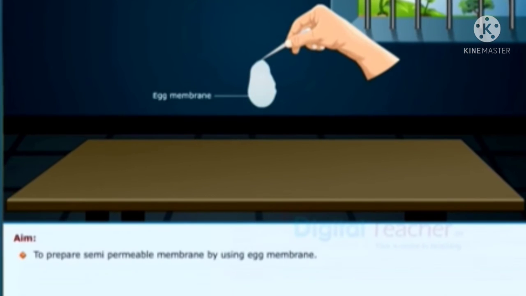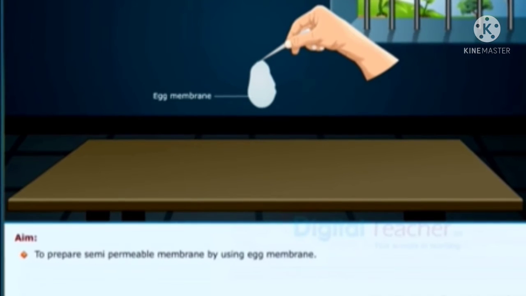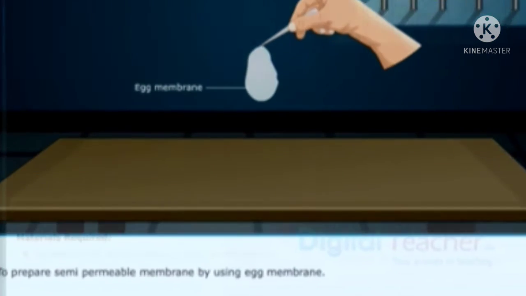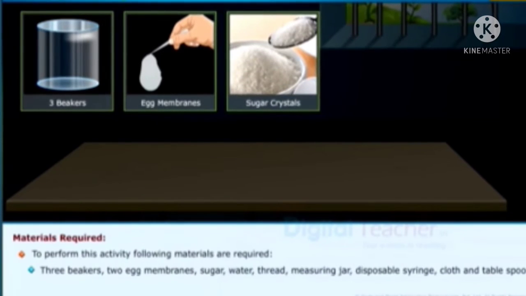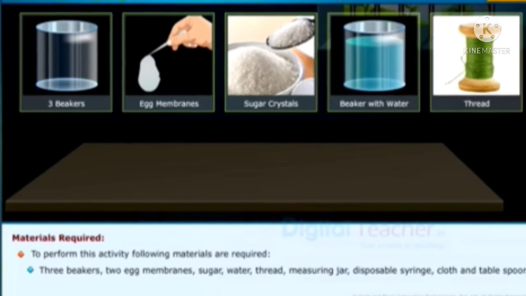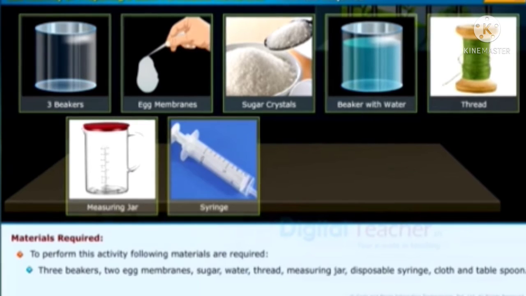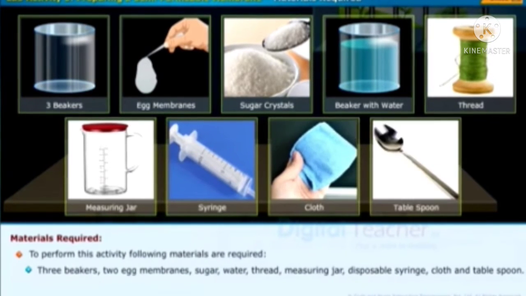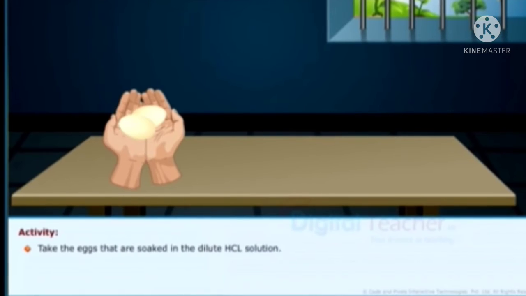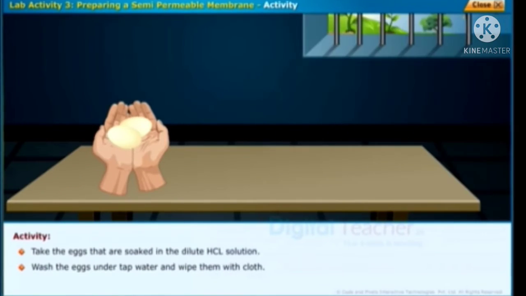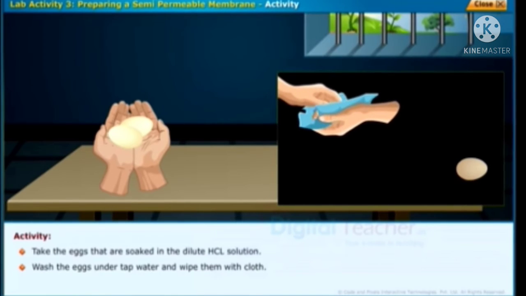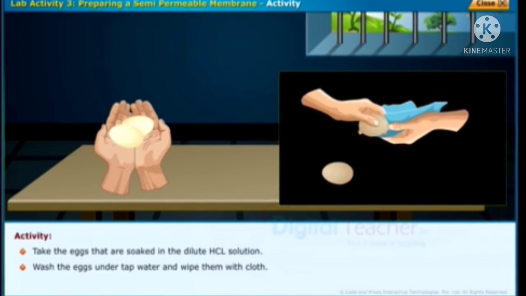The aim of this activity is to prepare a semi-permeable membrane by using egg membrane. To perform this activity, the following materials are required. There are 3 beakers, 2 egg membranes, sugar, water, thread, measuring jar, disposable syringe, cloth and tablespoon. Now coming to the procedure. Take the eggs that are soaked in the dilute HCl solution and wash the eggs under tap water and wipe them with cloth.